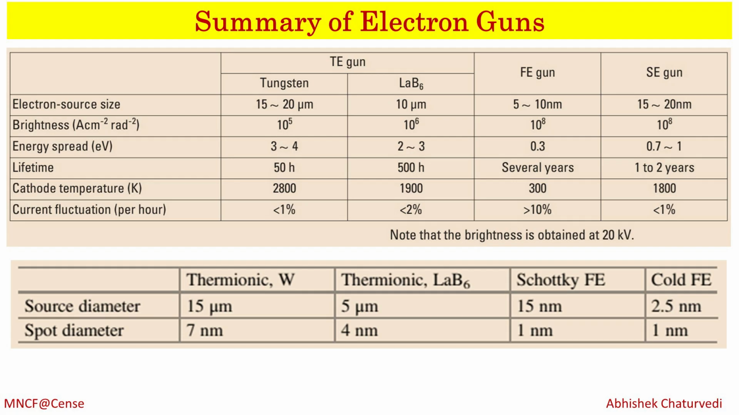So here you can see current fluctuation in a thermionic or Schottky emission gun is less than 1%, whereas in a field emission gun it is more than 10%. So the beam should be stable. That is our concern. So to achieve that, we are using Schottky field emission, and how we are achieving it? By putting a suppressor.